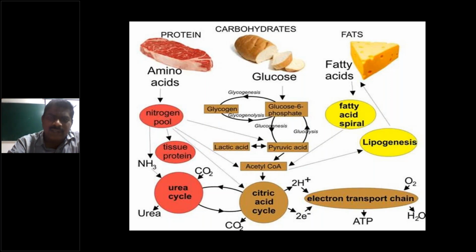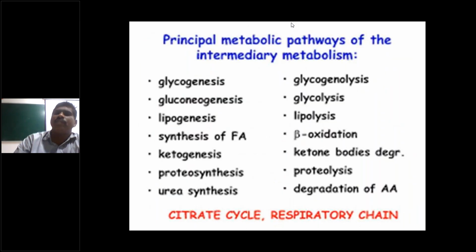You get pyruvic acid, from pyruvate to lactic acid, and this pyruvic acid enters acetyl CoA, which you also get from the beta oxidation of fatty acids. Ultimately the acetyl CoA enters the citric acid cycle, and from there it enters the electron transport chain, where oxygen is consumed, water molecules are released, and at the same time energy is liberated in the form of ATP.